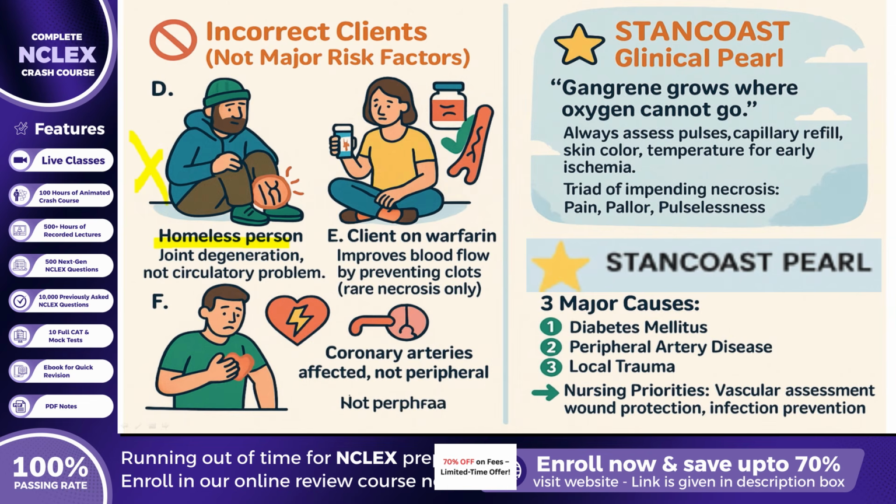Finally, option F, the client with a history of myocardial infarction, is not correct because a heart attack involves coronary arteries, not peripheral ones. Unless this client also has peripheral artery disease, their risk for foot gangrene is minimal. The focus for such clients remains on cardiac rehabilitation and secondary prevention of coronary events.